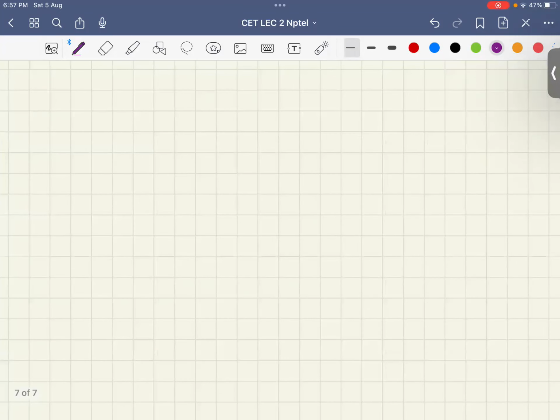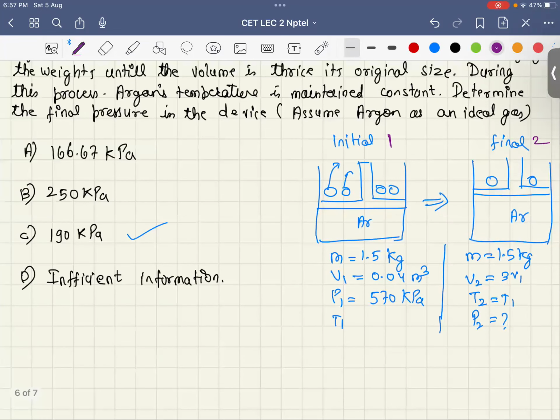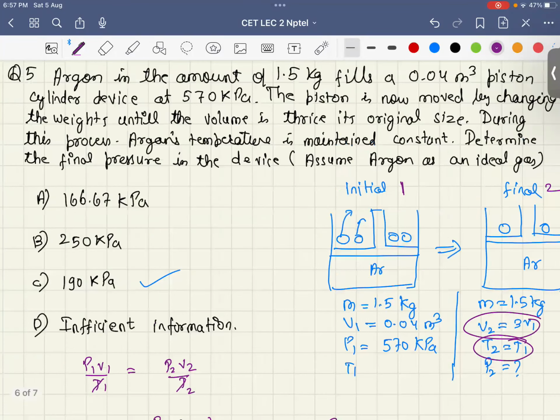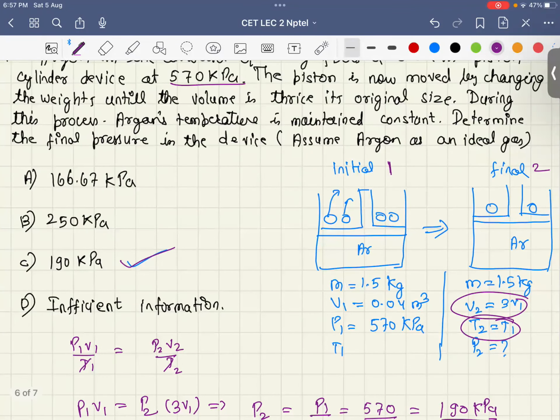So again, let us assume that the initial state is denoted by 1 and the final state is denoted by 2. So clearly we have P1 V1 by T1 equals P2 V2 by T2, but the temperature is the same, right? Hence we can neglect this. P1 V1 equals P2 multiplied by V2, and V2 is 3 times V1, right? This implies P2 is nothing but P1 by 3, and P1 is 570 kPa, right? 570 divided by 3 corresponds to 190 kPa. This is option C. Okay, we'll move on to the next question.